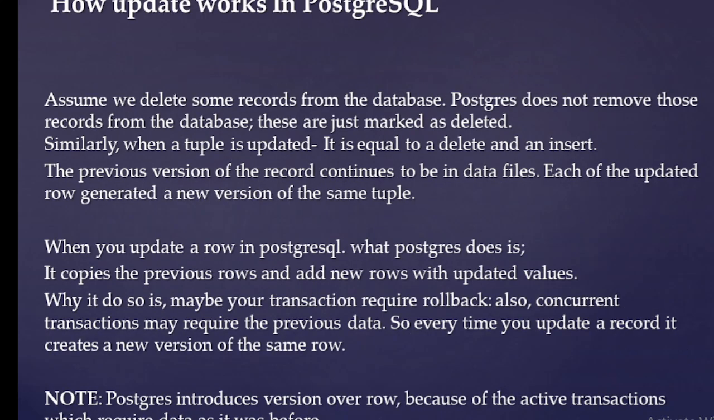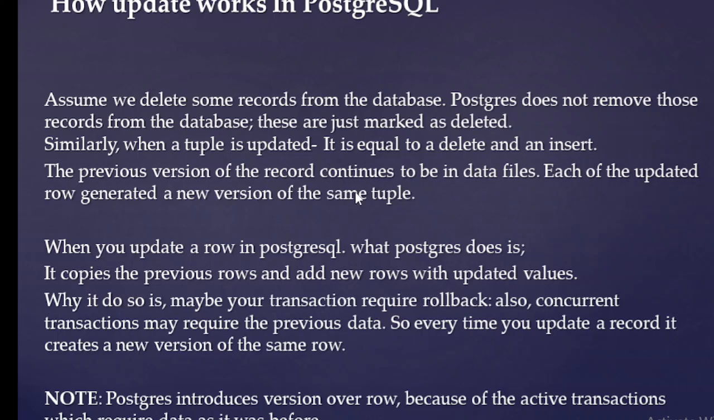So how does update work in PostgreSQL? Assume we delete some records from the database. Postgres does not remove those records from the database. They are just marked as deleted. Similarly, when a tuple is updated, it is equal to a delete and an insert. It doubles the size, because first the older version is marked as deleted, and there's a new version of the row, which is an insert of the same row with the updated values.